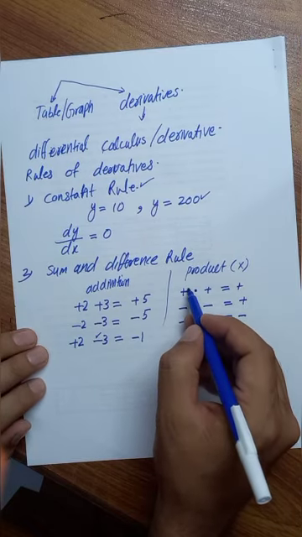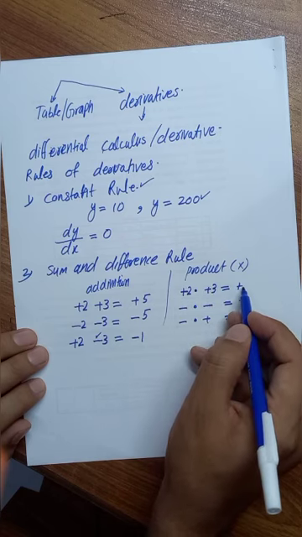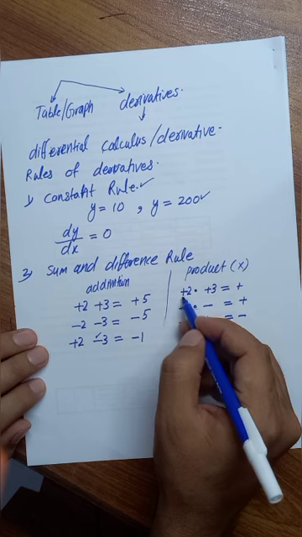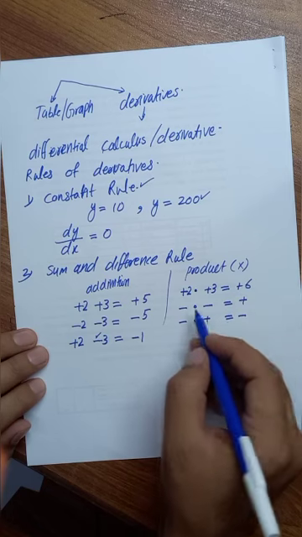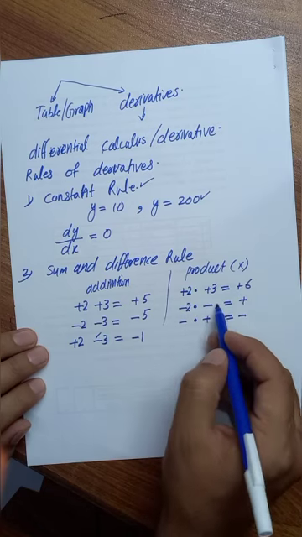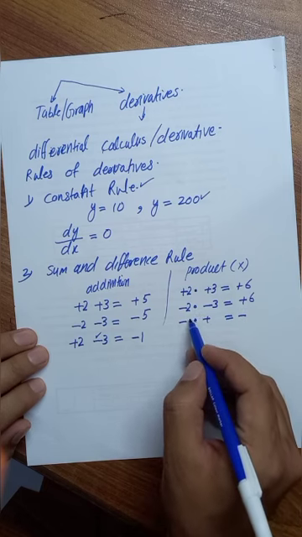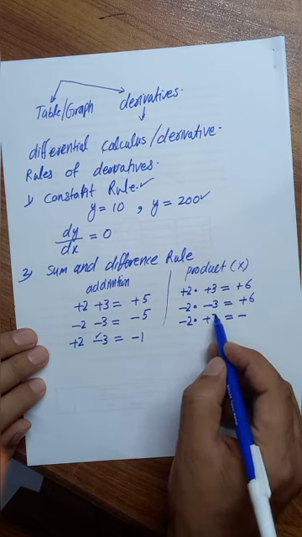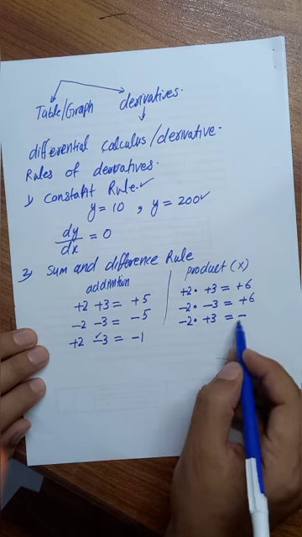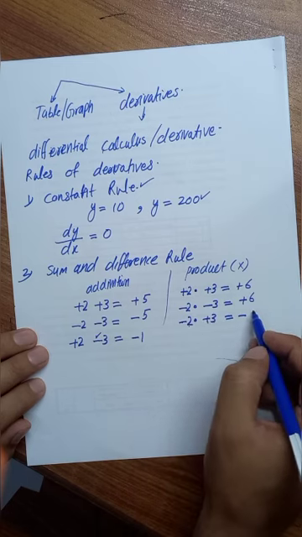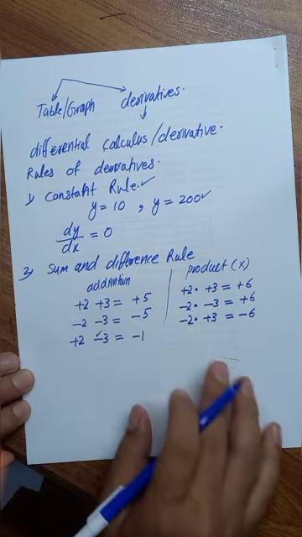For example, we have 2 into 3. The sign will be positive, and these numbers will be multiplied. It will become 6. Again, minus 2 and minus 3, again the answer will be plus 6. And if we have minus 2 and 3, when we are multiplying, the opposite sign will be negative, and we will multiply like this. Okay, this is the sum and difference rule.